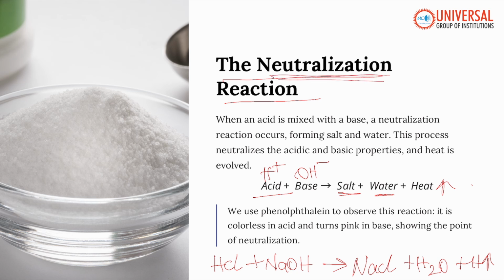That's why it's called a neutralization reaction. And the indicator used over here is known as phenolphthalein indicator. It turns colorless in acid and pink in base, and it helps us to visually see the neutralization end point. So it stays colorless in acid and turns pink in base, showing the end point of the neutralization reaction.